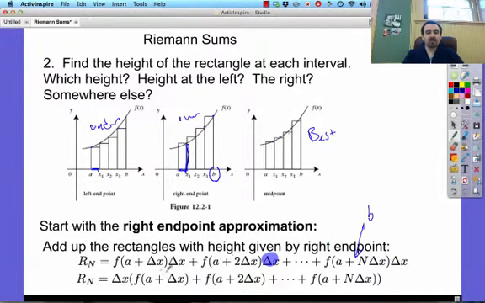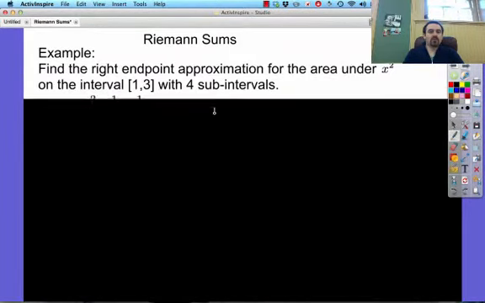And so notice I can factor out a delta x because every one of these terms is multiplied by a delta x. So this is really the formula we're going to use most often, the one down here. The right endpoint approximation with n subintervals is given by the length of each subinterval times the sum of the right endpoints of each interval. That's what that says. All right.